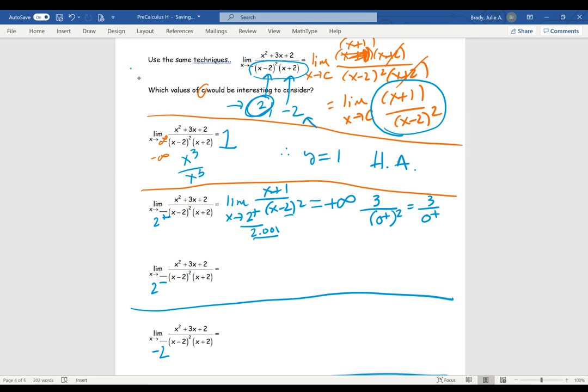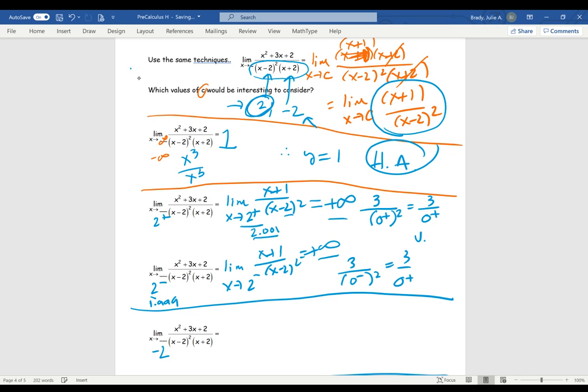Okay, and we do the same thing approaching 2 from the left. Okay, let's see what we get. So we would have 3 in the numerator still this time. If we're coming from the left, it's like 1.999 something. So this would be 0 negative, but we're going to square it. So that is still 3 over a little tiny positive number. So this is still plus infinity. Okay, so at a particular value, you're exploding up or down. So that tells me we have a vertical asymptote at x equals 2.